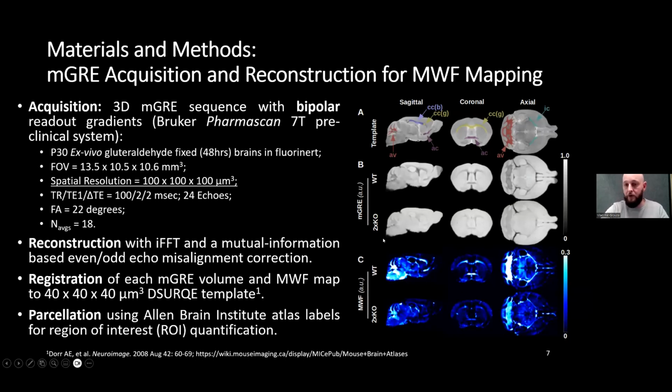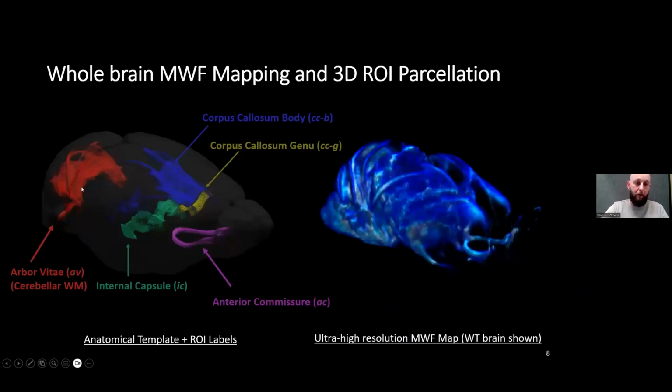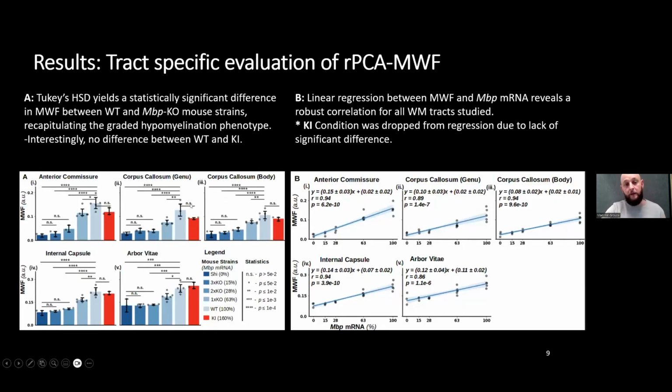So this is kind of what our registrations look like. And these ROIs that we studied, I'll explain in a second. So a 3D rendering of these ROIs reasonably well samples white matter from the most rostral to the most caudal positions. And we looked at the cerebellar white matter, internal capsule, 2 ROIs in the corpus callosum and the anterior commissure. And this is just a cool picture of what this ultra high resolution myelin water fraction map looks like in a wild type animal.